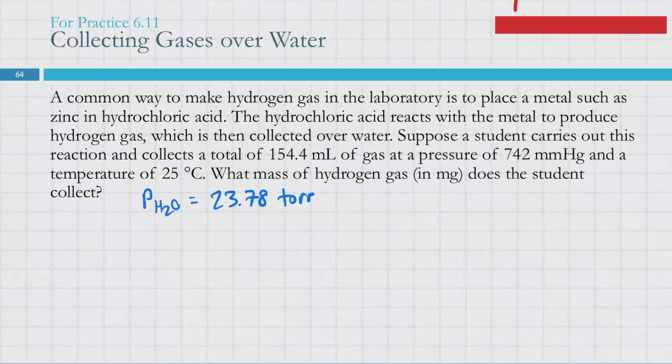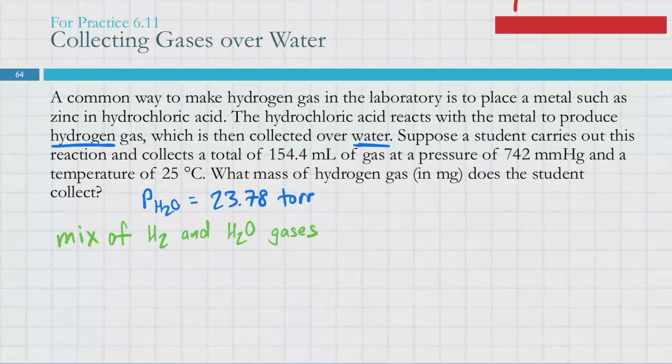Hydrochloric acid reacts with metal. It produces hydrogen gas, which is then collected over water. So this is important. It lets us know that we've got hydrogen gas. Since it's collected over water, that means we also have water present. So we've got a mix of H2 and H2O gases. What that means is we've got a two-component mixture of gases. One of them is hydrogen, which is what we want to find more information about. The other one is water.